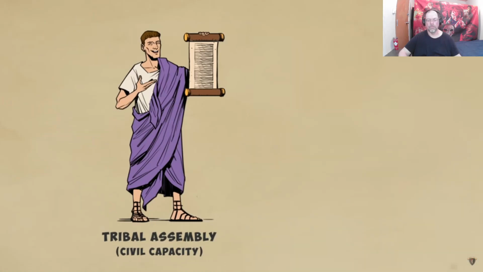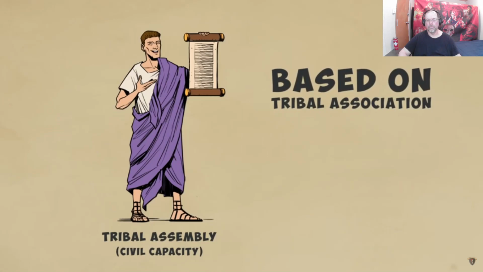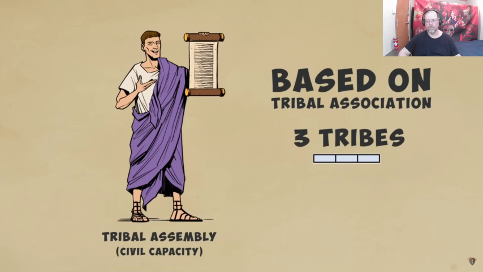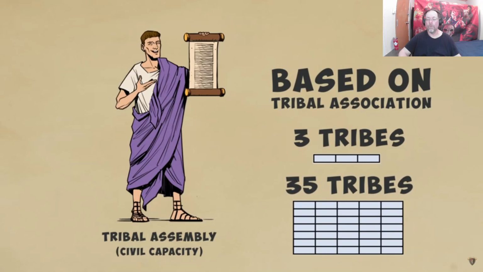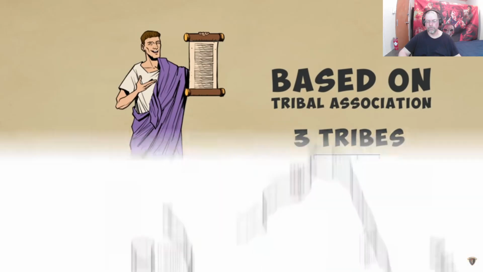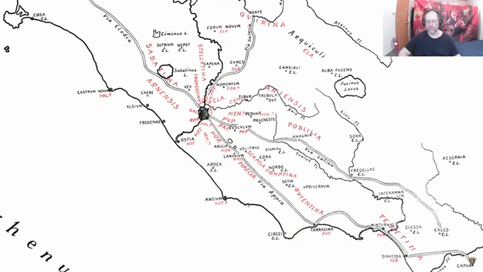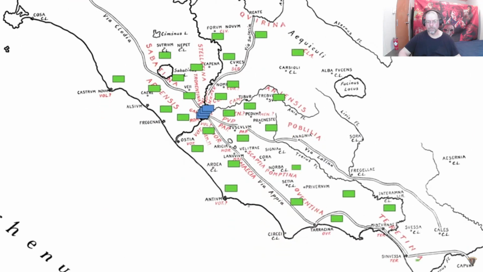The Tribal Assembly was based on, as the name implies, one's tribal association. There had originally been just 3 tribes, but as Rome grew, more were added, and the total eventually reached 35. As we mentioned, it would be the censors who oversaw the process of associating individuals with each tribe. This was generally done on a geographical basis, with 4 urban tribes reserved for the inhabitants of Rome, and 31 rural tribes allocated to the surrounding regions.